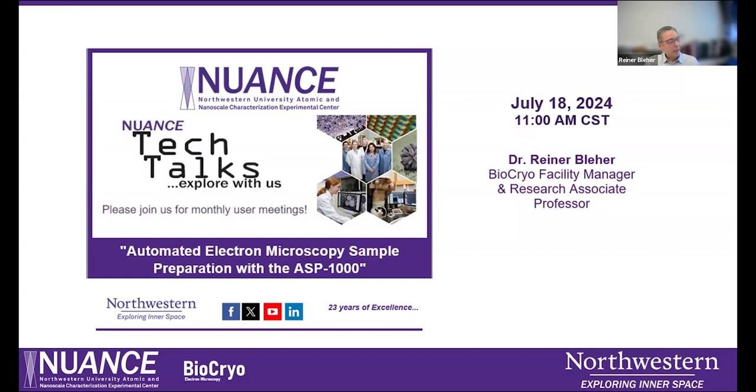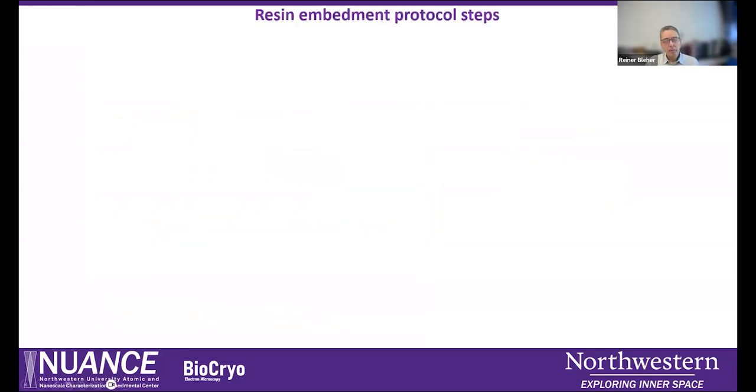So the title of my talk is Automated Electron Microscopy Sample Preparation with the ASP-1000. ASP stands for Automated Sample Processor, and the ASP-1000 is an instrument from Microscopy Innovations. So before we talk about automation, I want to go over the steps that are required to do sample preparation for TEM.